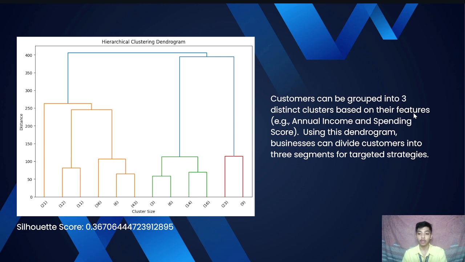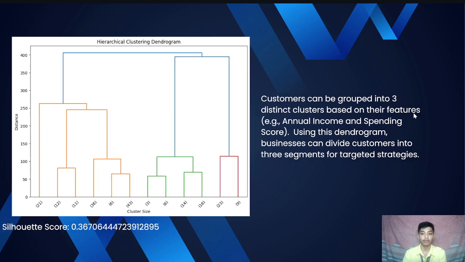By drawing a horizontal line at 250, three clusters emerge as the optimal choice, with some compact clusters merging at lower distances while more distinct groups merge at higher distances, and the silhouette score of 0.367 indicates moderate clustering quality, suggesting that while some points fit well within their cluster, there may be overlap or loosely defined group boundaries. These insights can guide businesses in segmenting customers for targeted strategies based on annual income and spending score.